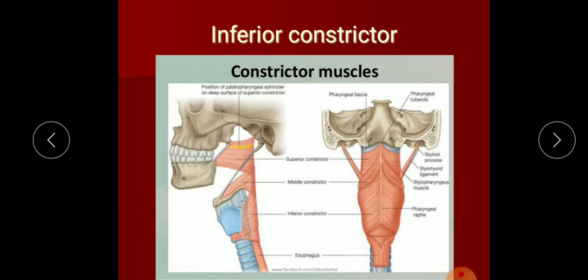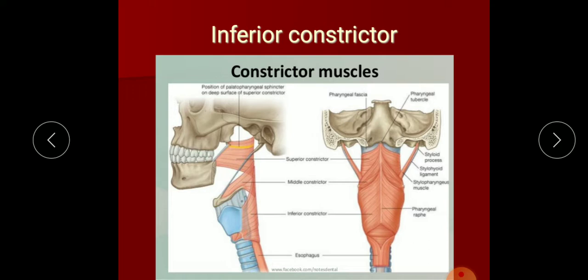Starting from inside outwards: mucosa, submucosa with the Waldeyer's ring, pharyngobasilar fascia, then the muscle layer, which consists of inner longitudinal and outer constrictors. And outer to that you find the buccopharyngeal fascia. So we started with the muscles and reached till the middle constrictor in the previous session.